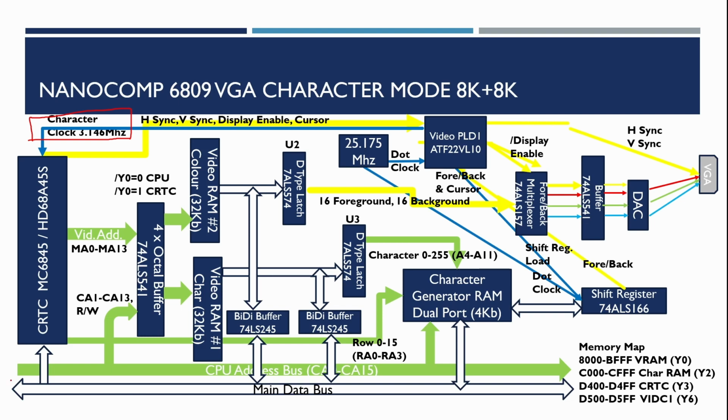We have the CPU address bus down the bottom here and the CPU data bus. So CPU addresses are CA and the CRTC addresses are known as MA. What the CRTC controller does is provide addresses through these buffers to two video RAM chips. Now in the character-based mode, we're only using the bottom 8K of each of these chips. The video RAM 1 does the characters and the video RAM 2 does the colours or attributes for each character.